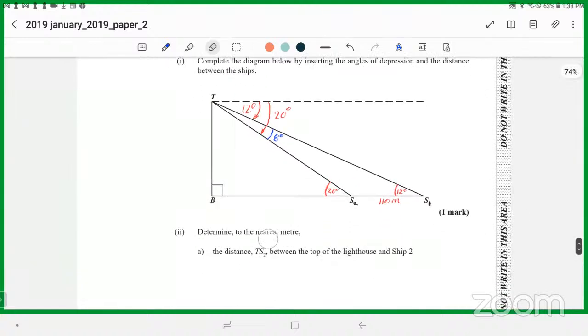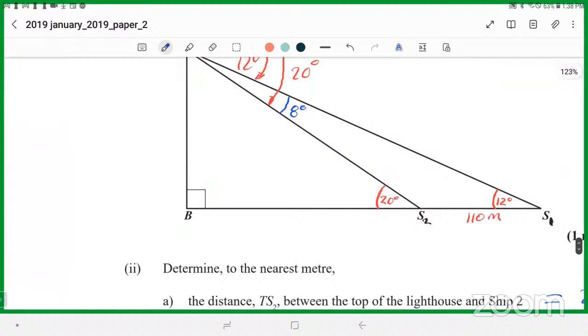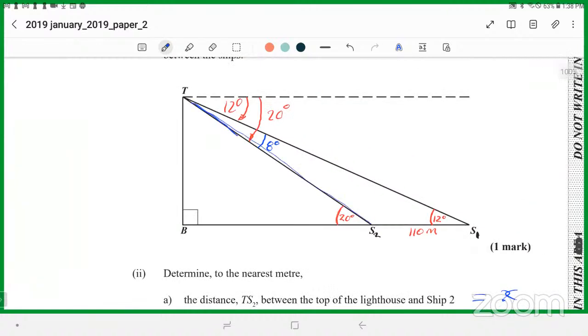Next part now says calculate the distance TS. Distance TS is this length. Let's just call it X for reference. Let's say that is equal to X. So I'm going to work with this line, X. Let's call it X right here. So I can work in this triangle now and use sine rule. This angle and this side opposite each other. So sine rule will give me the X.